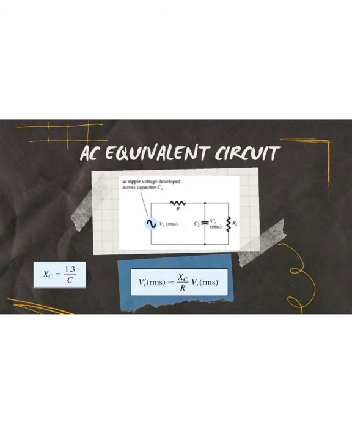Lastly, for the AC equivalent circuit of the RC filter section, the AC ripple voltage will be developed across the capacitor C1. Due to the voltage divider action of the capacitor AC impedance and the load resistor, the AC component of voltage across the load is approximately equal to XC over R times VR RMS. XC is the impedance of the capacitor, which is equal to 1.3 over C for a full wave rectifier with AC ripple at 120 Hz. That's all from us.